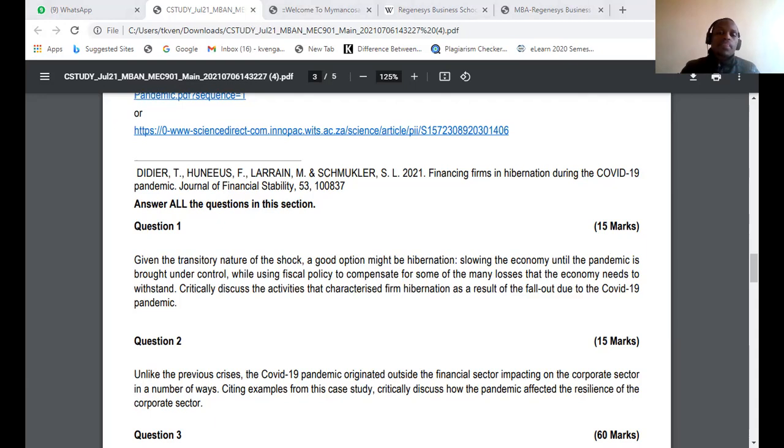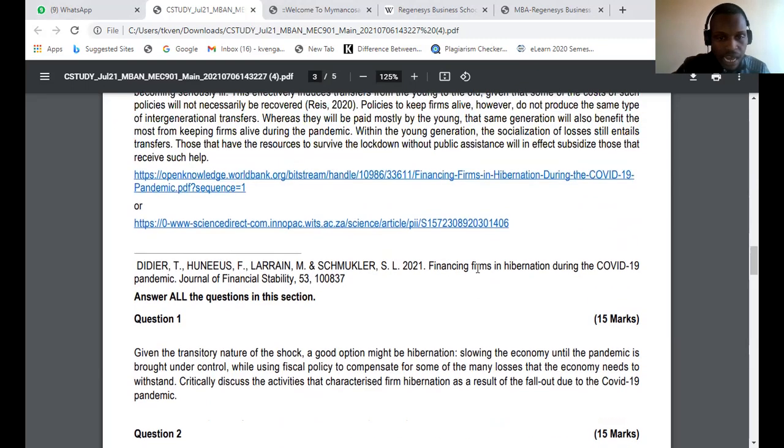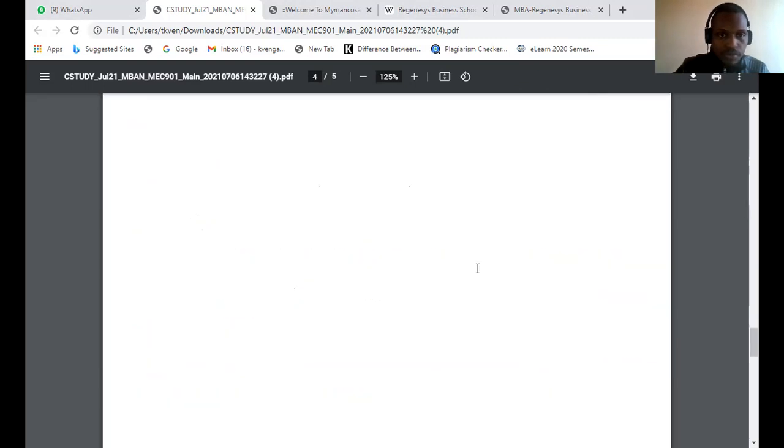So the answer that you're going to provide, it's mainly from the case study, but you also just need to have a basic understanding of what we want to talk about. Okay. So the theoretical aspect of this question is what we call the business cycle. The business cycle. That's the theoretical aspect of what? Of this question.